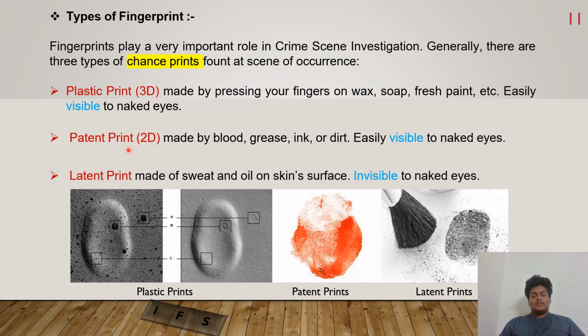While coming to the patent prints, these are the impressions left onto surfaces such as blood, grease, ink, or dirt. These are easily visible to the naked eye, but they need to be developed properly and preserved properly. Latent prints are the prints made by sweat and oil on the skin surface, which are present on the surface but are invisible to the naked eye. So they need to be developed chemically, using chemicals or developing powder methods, and they need to be preserved.